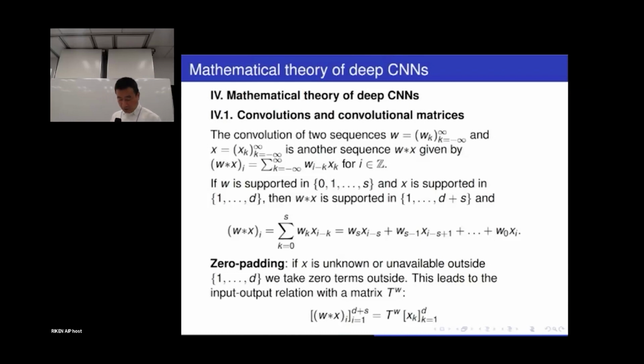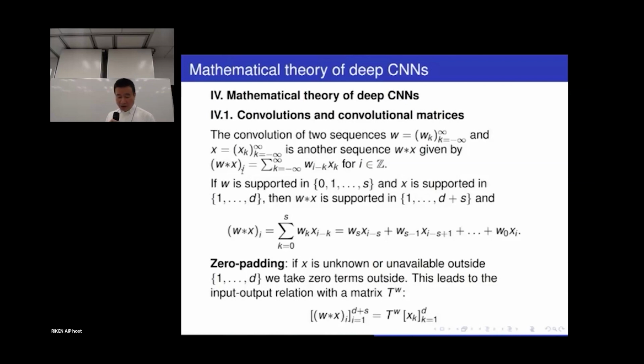So let me start with convolution. We all know that convolution is usually defined, here we consider only 1D, for sequences on the set of integers Z. So if you have two sequences, w and x, the convolution of w with x is another sequence which is defined by the summation of w_{i-k} x_k, where k runs over the set of integers.